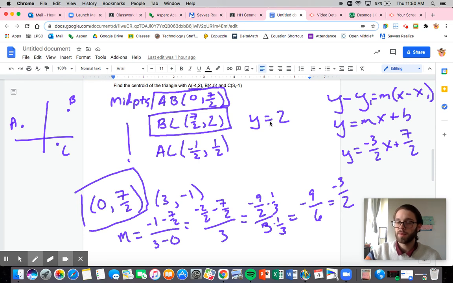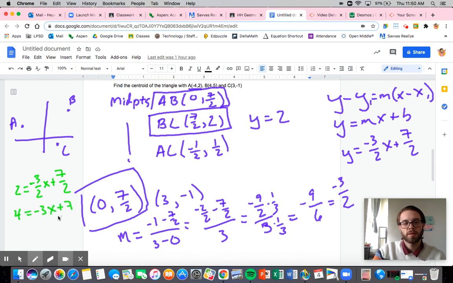All right, I know y is equal to 2, so I'm going to plug that in. I'm going to do that over here. I ran out of room. 2 equals negative 3 halves x plus 7 halves. So I'm going to multiply everything by 2, and I get 4 equals negative 3x plus 7. Subtract 7: negative 3 equals negative 3x, and x will equal 1. So the point of my centroid is going to be 1, 2.